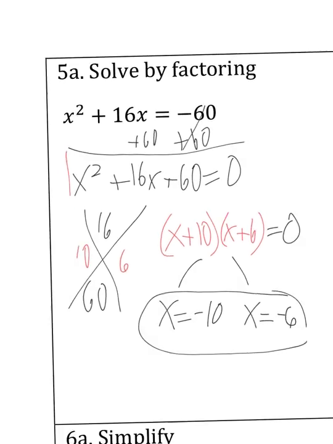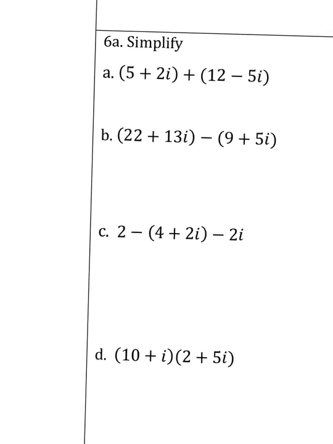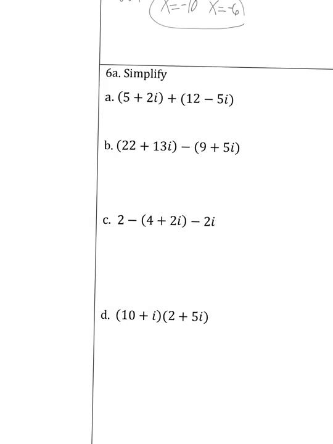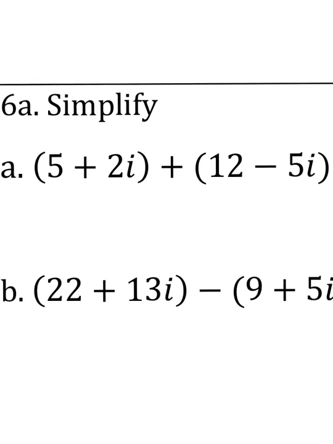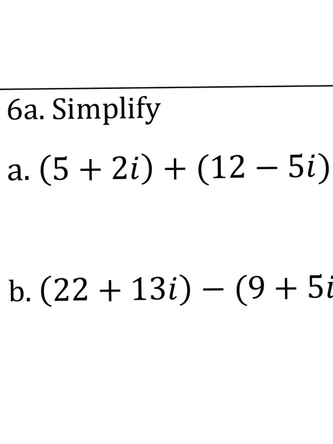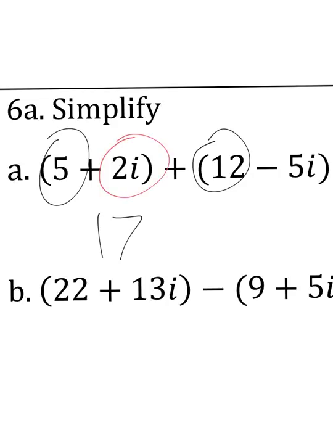It's over. Number 6. Okay, multi-part question here. So, simplify. This is adding like terms, okay? Maybe I'll color code this. So, what's 5 plus 12? That's 17. Alright. What's 2i minus 5i? That's negative 3i. That's the final answer.